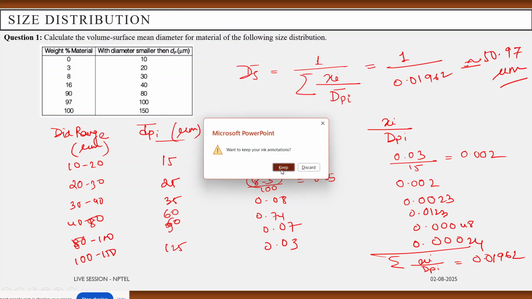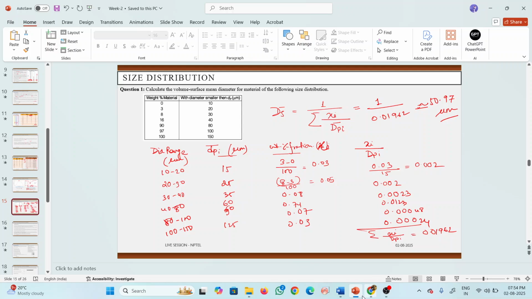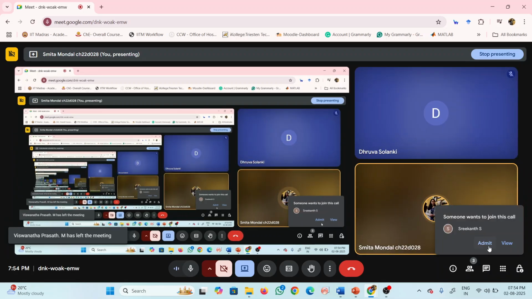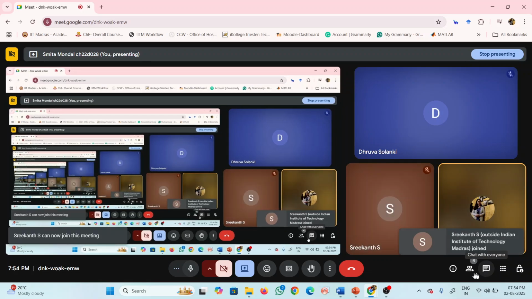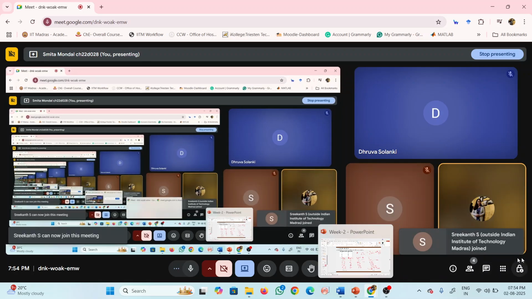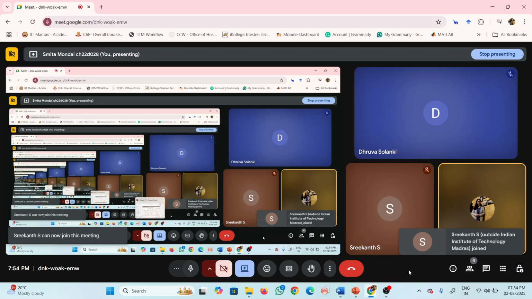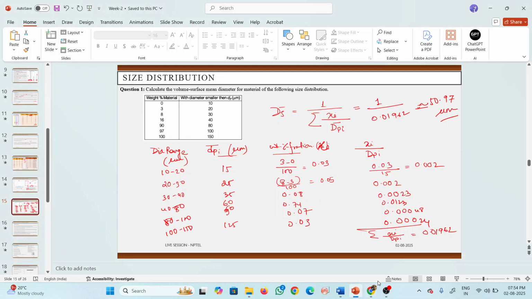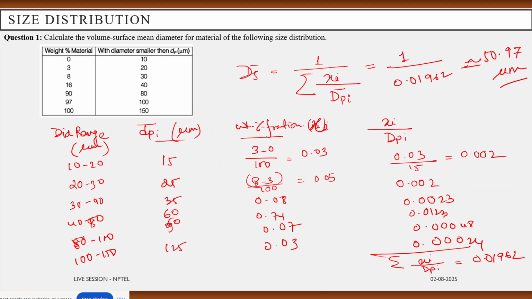If there is any question regarding this whole procedure, you can just simply raise the question. We are discussing the first numerical for this session. So if there is any question regarding this solution, you can simply raise your query.